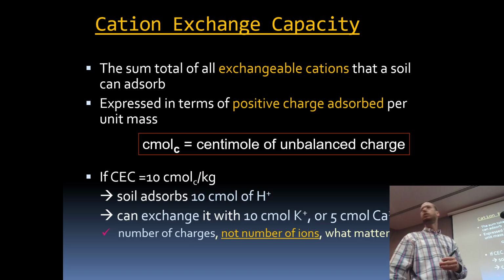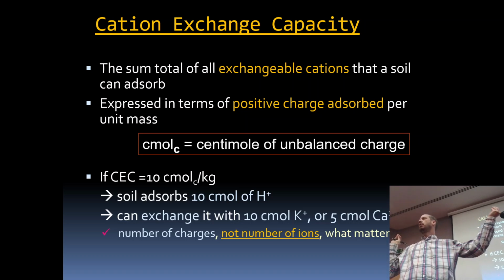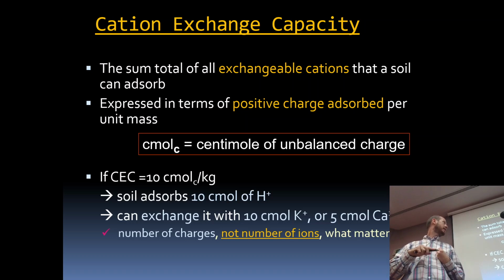Here in the 5, in the calcium, it has positive charge of 2. Why is it 5 and the calcium 1? These centimoles of charge per kilogram are the amount of charge you have on the soil. If you have hydrogen, 10 centimoles of hydrogen will have 10 centimoles of charge. But 5 centimoles of calcium will have 10 centimoles of charge because it has valence 2.